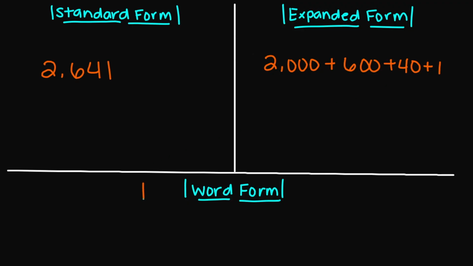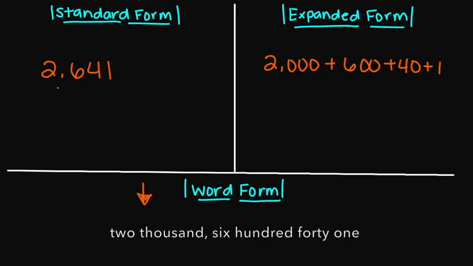And then if you were to write this in word form, you're going to get 2,641. And remember, to help with your expanded form, you're going to get 2,000, plus you have your 600 here, and then you have your 40 here, and then you have your 1 here. And this is going to give you the expanded form here.